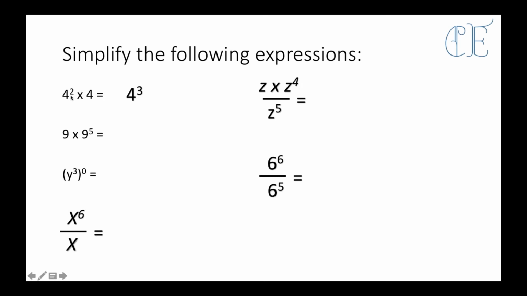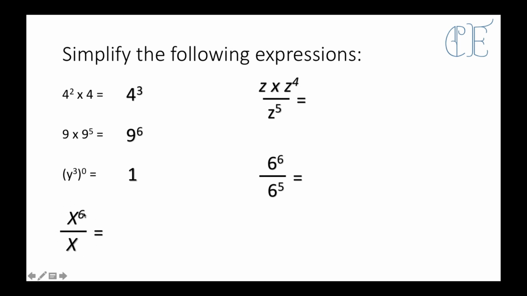So 4 to the power of 2 times 4. Again, this is like saying 4 to the power of 1, and we're timesing, so we add them. If this is 4 on its own, we can pretend it's 4 to the power of 1, and we add the powers, so we get 4 to the power of 3. Next, 9 to the power of 3 times 9 to the power of 3 is adding again, giving 9 to the power of 6. Now this one here, remember we have to times the powers in the brackets, so 3 times 0 is 0, which means we would have y to the power of 0, and anything to the power of 0 is 1.